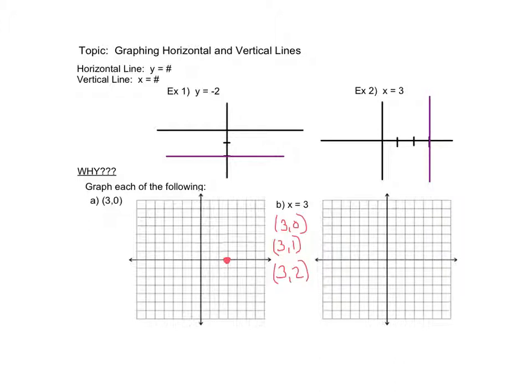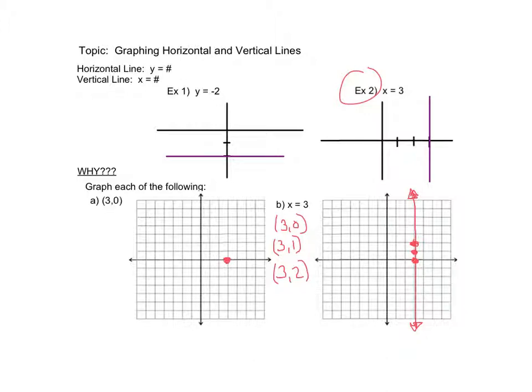So if I plot each of those, (3, 0), (3, 1) over 3 up 1, (3, 2) over 3 up 2, notice that I do get that vertical line appearing, as I saw up here in example 2. Connecting them with a straight line and adding arrows to show that the line continues. So again, that's the difference between a point versus a line.